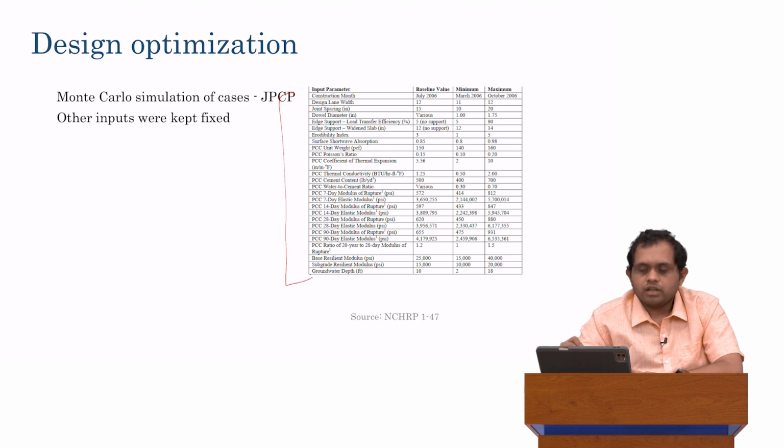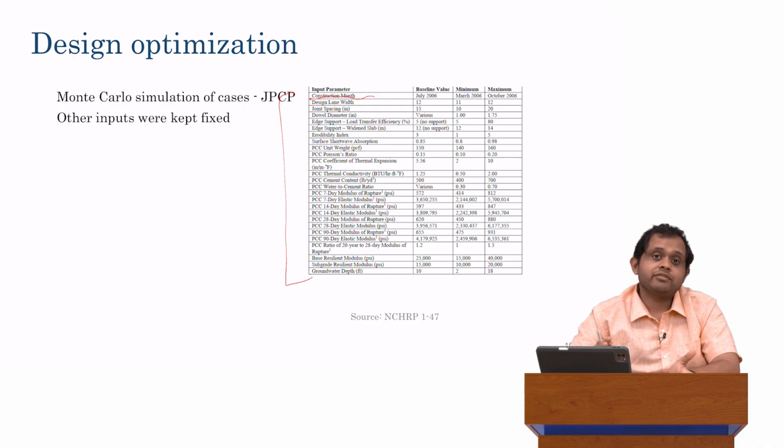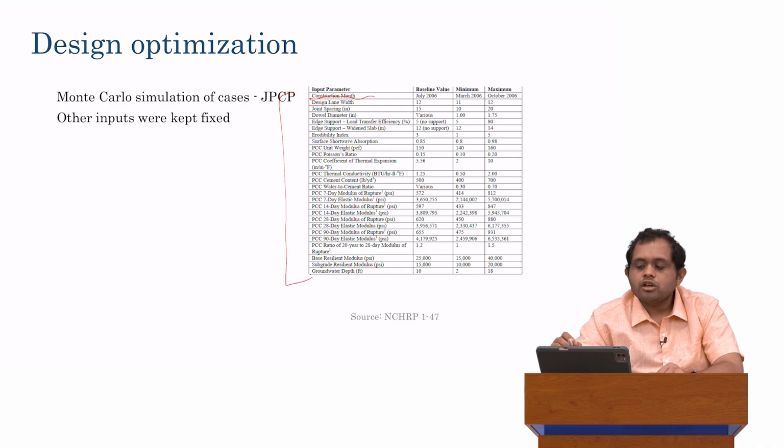What are some of these inputs? One input was the construction month. Why does the construction month matter? It actually goes back to that built-in curling we talked about. Depending on the construction month, the amount of built-in curling and the amount of temperature stresses which are going to form are very different. If you construct the pavement in summer, you'll get different types of stresses being formed, whereas if you construct the pavement, let's say, in December or during the winter. So construction month was a value that they looked at.